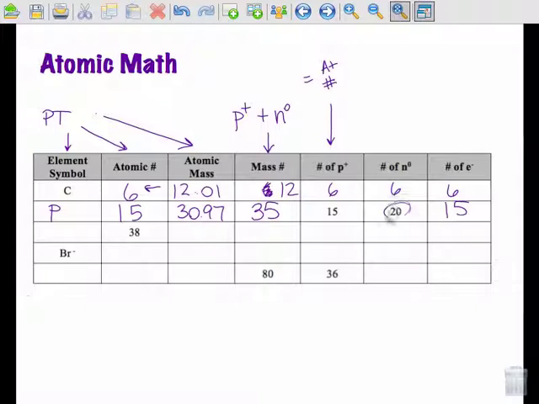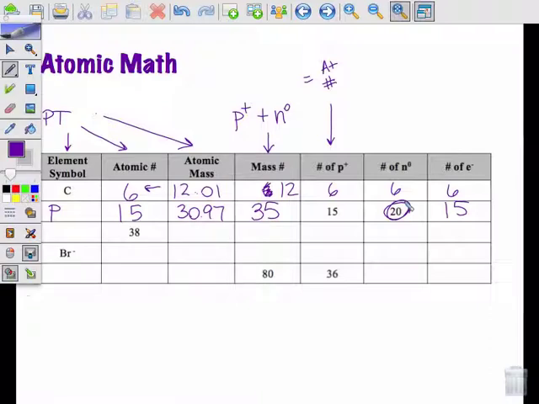So the difference here with this one is right here. The problem gives you 20. It gives you an indication that something's different. But actually, your work is still the same. You're still going to add the protons and neutrons. It's just this time it's going to be a different number.